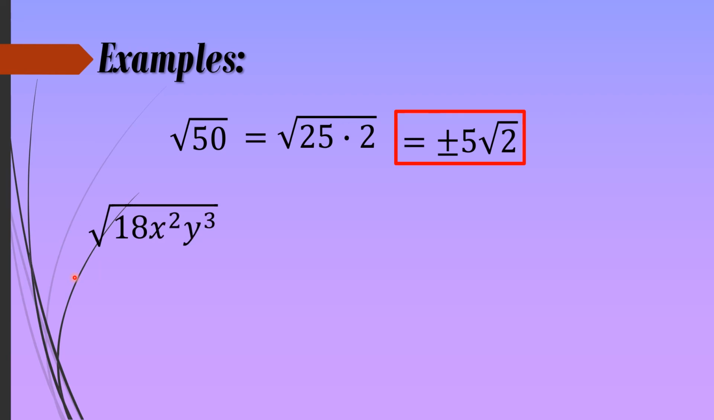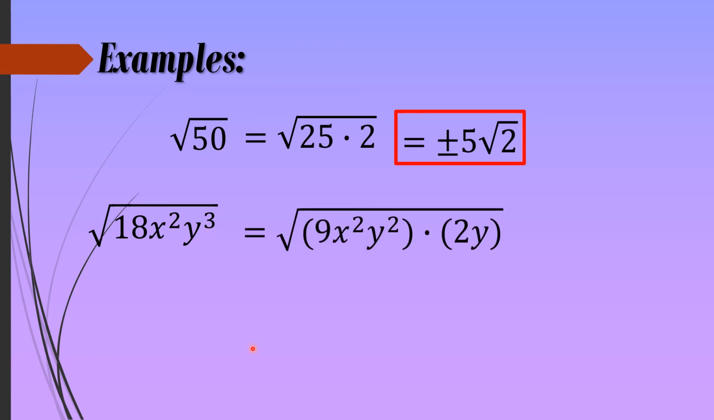Another example, square root of 18, x squared y cubed. So again, hindi perfect square root ang 18. So hahanapin natin yung dalawang factors na kung saan kapag minultiply ay 18 at dapat yung isang factor niya ay perfect square. And then, x squared, meron siyang square root. And then yung y cubed, kukunin natin yung squared na exponent. So may matitira pang isang y.